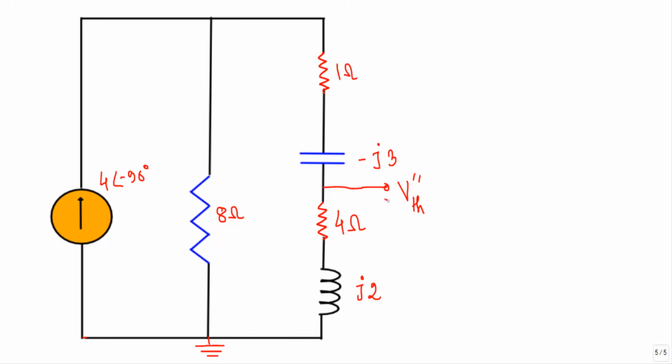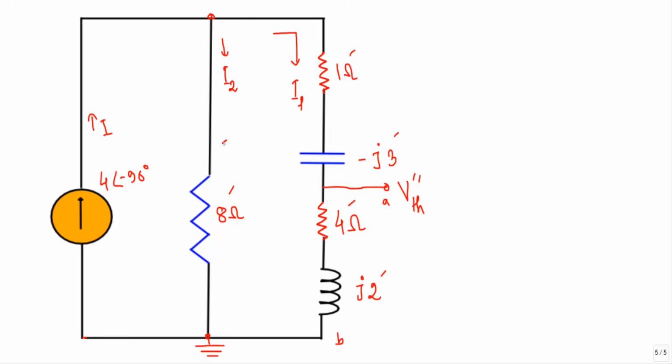between A and B terminals I have to calculate VTH double prime, and here I have told you that this will be our total current I. It will be dividing into two portions. One will go through the 8 ohm resistor, I have denoted that with I2, and another will go into this branch, I have denoted that with I1. Now see, we have two parallel branches. One branch contains this resistance of 8 ohm, another contains the resistance of 1 ohm, 4 ohm, inductive reactance of J2, capacitive reactance of minus J3 in series.